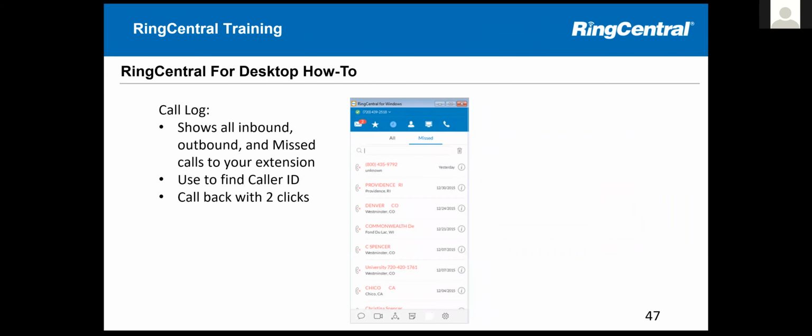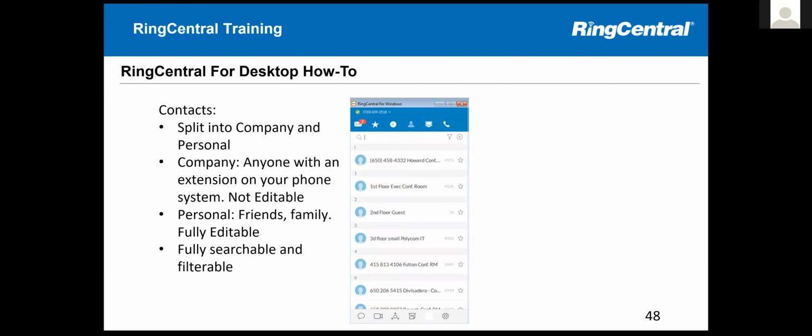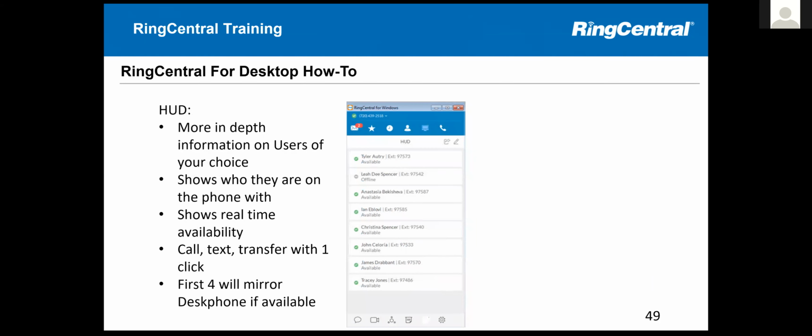The clock face is just your call log where you can review all your calls or just the missed. And you can make a call back with 2 clicks, find caller ID. Then you have your contacts, which is your silhouette. This allows you to see both your personal and your company contacts. The funnel icon here is where you would separate between, where you would just look at your company, not your personal. You can add contacts through here as well. Fully editable and searchable. On the personal side, that is, not the company.